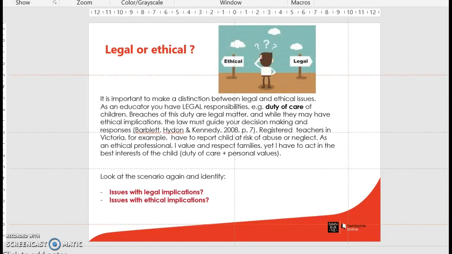It is sometimes difficult to determine which is legal and which is ethical, which is why you need to look at your documents such as duty of care, code of ethics, your national regulations, centre policies, and determine which ones of these are legal and which ones of these are ethical. And you'll find out as you begin to research for this that there is a blurred line between them both, as many of the ways that you handle this situation will involve both ethical and legal considerations.